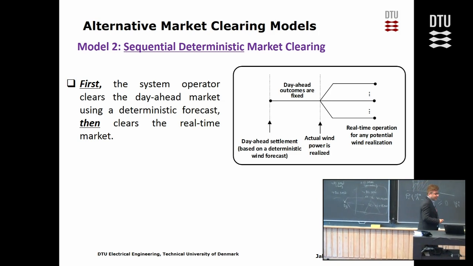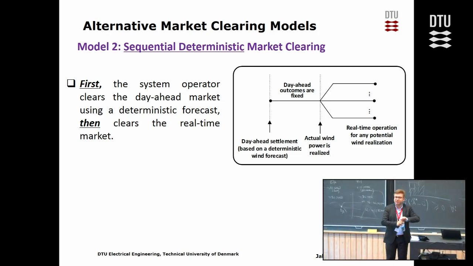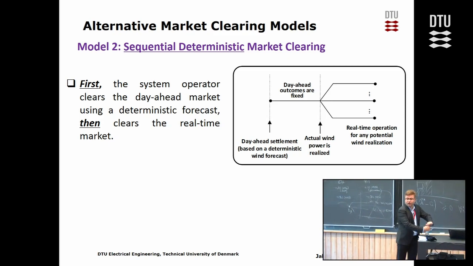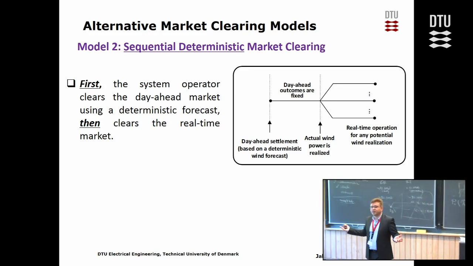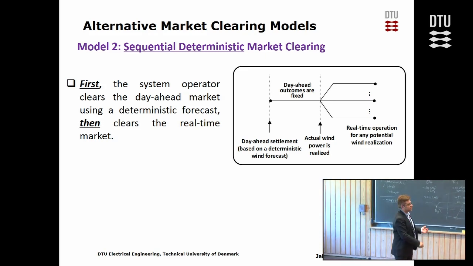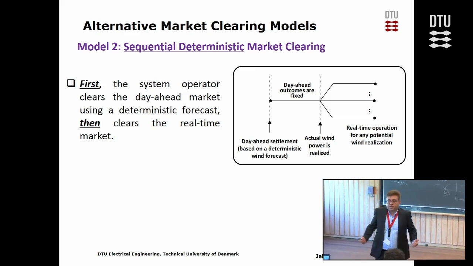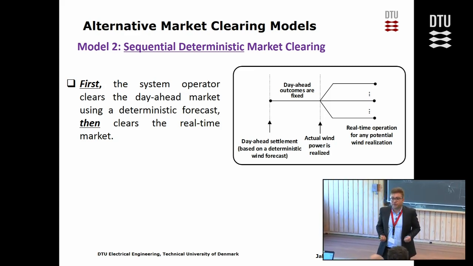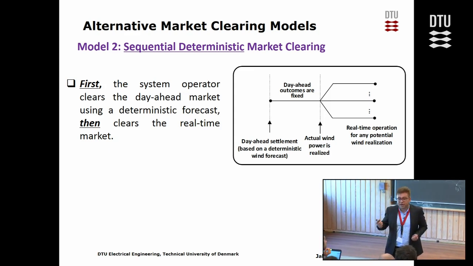Then in the real-time stage, if the wind realization is something different, we need to run the real-time market based on the real realization. It's a kind of short-sighted market clearing, but it's very simple. It's a deterministic LP problem. It preserves the merit order. We have no cost recovery problem. But if our day-ahead forecast was very wrong, then in real time we have a problem. We may need more very expensive balancing actions.